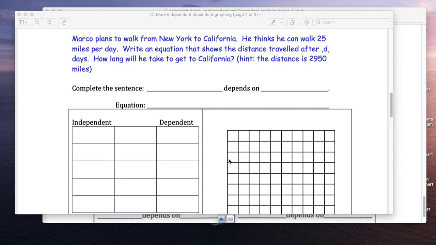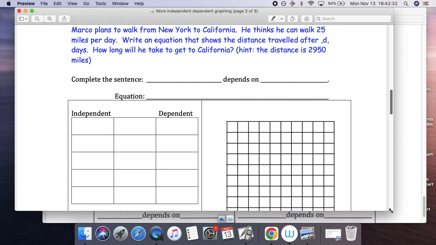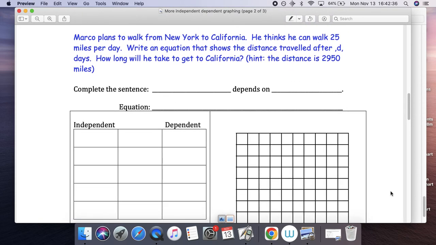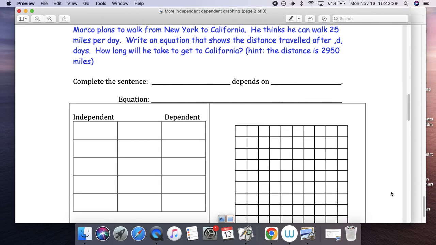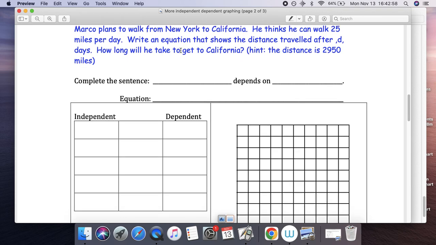Is that it? No, there's more. So what can this be? Michael plans to walk from New York to California. He thinks he can walk 25 miles per day. That's 6 hours of walking, 5 out of 6. Write an equation that shows the distance traveled after D days. How long will it take him to get to California? So, 25 miles per day.